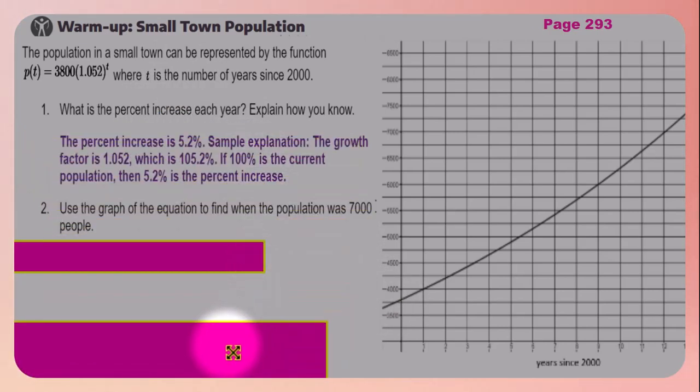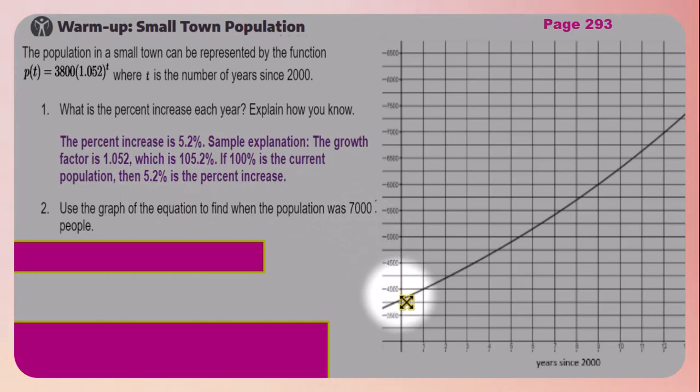Okay, the percent increase is 5.2%. So how do we do that? The growth factor is 1.052, which is 100, move that decimal 2 places to the right, 105.2%. If 100 is the current population, then 5.2 is the percent of increase.